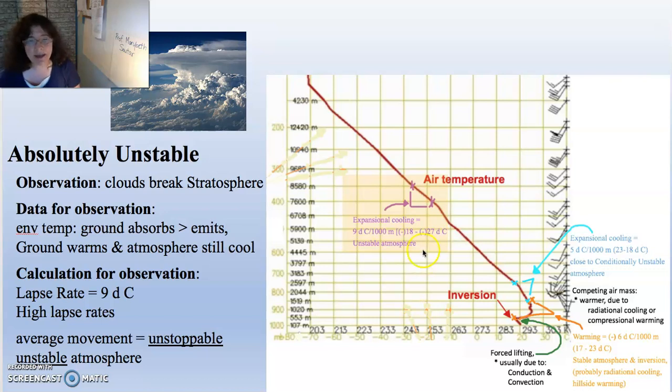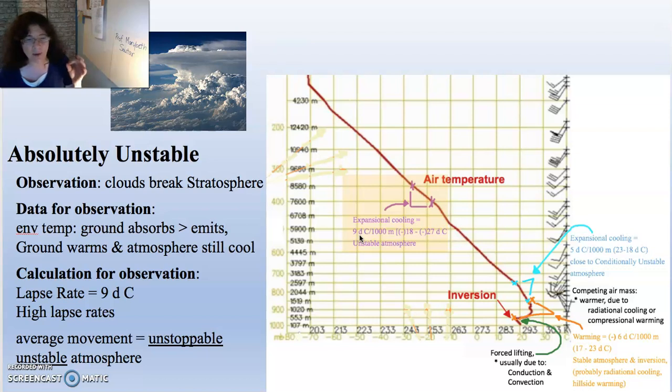We subtract the later temperature from the earlier temperature. In doing so, here's our equation: negative 18 minus negative 27 degrees Celsius. That means subtracting a negative number is adding that number. Negative 18 plus 27 degrees Celsius equals a lapse rate of 9 degrees Celsius per 1,000 meters. That is a higher lapse rate. That falls into the category of absolutely unstable atmospheres.